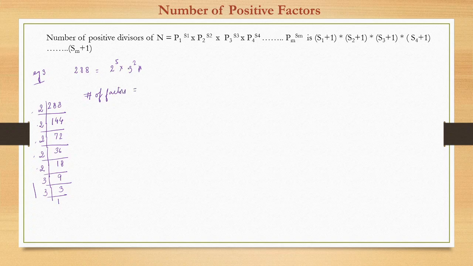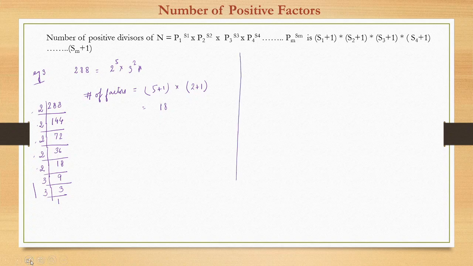The number of factors would be, in case of the power of 2, 5 plus 1, 6 options, and for the power of 3, 2 plus 1, 3 options. So it gets 6 into 3, 18. We have 18 factors.